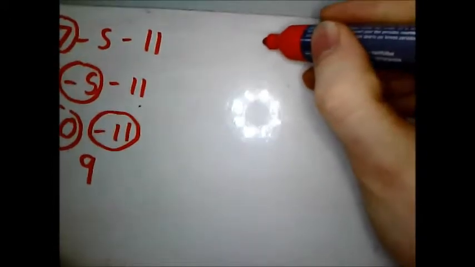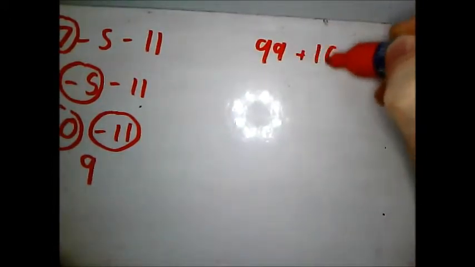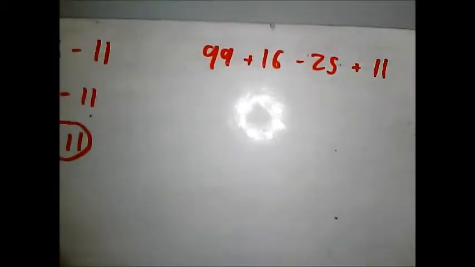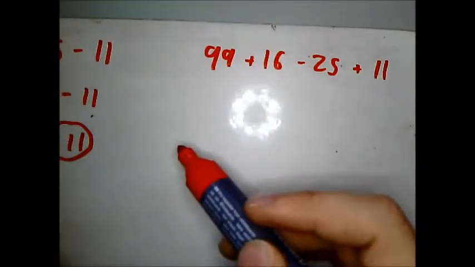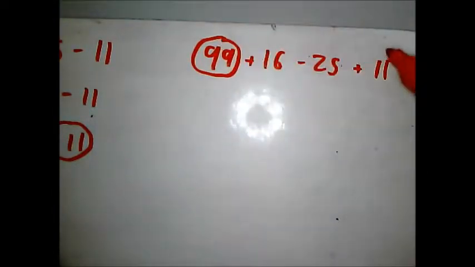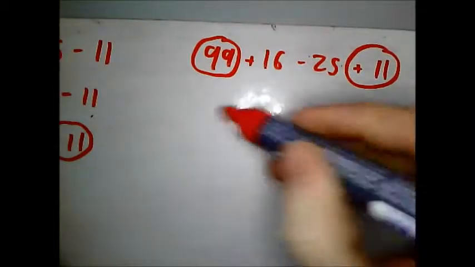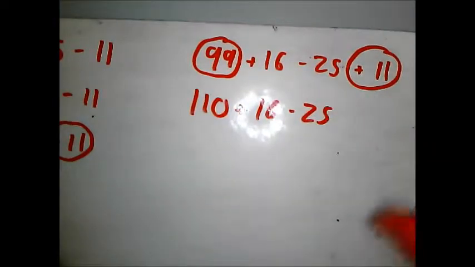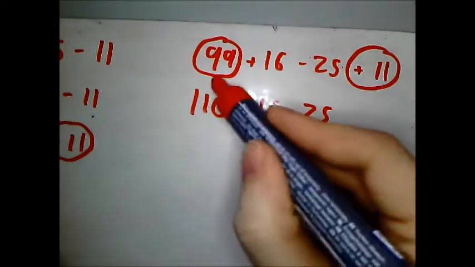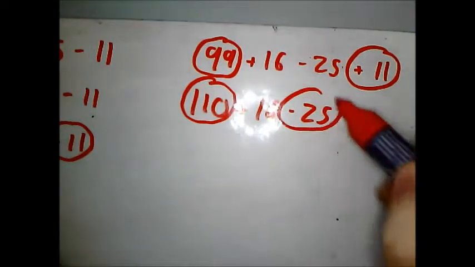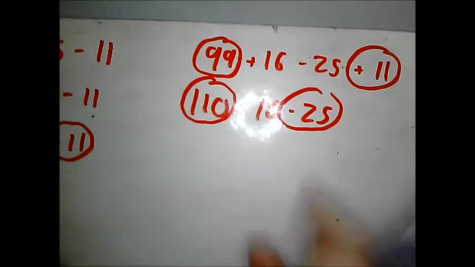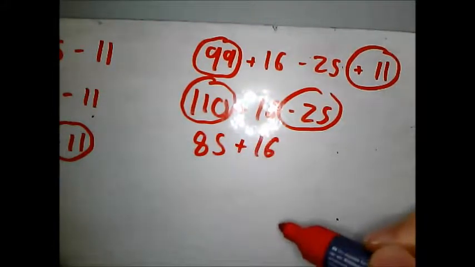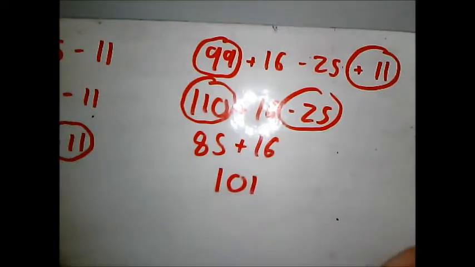Okay, next question. I've got 99 and a positive 16, a negative 25 and a positive 11. So I'm going to combine the ones that make sense. These two seem to go quite nicely together: the 99 and the positive 11 gives me 110, along with the positive 16 and a negative 25. I'm now going to combine the next two that make sense. So 110 and a negative 25 leaves me with 85, with a positive 16 left over. And then finally, we get 101.